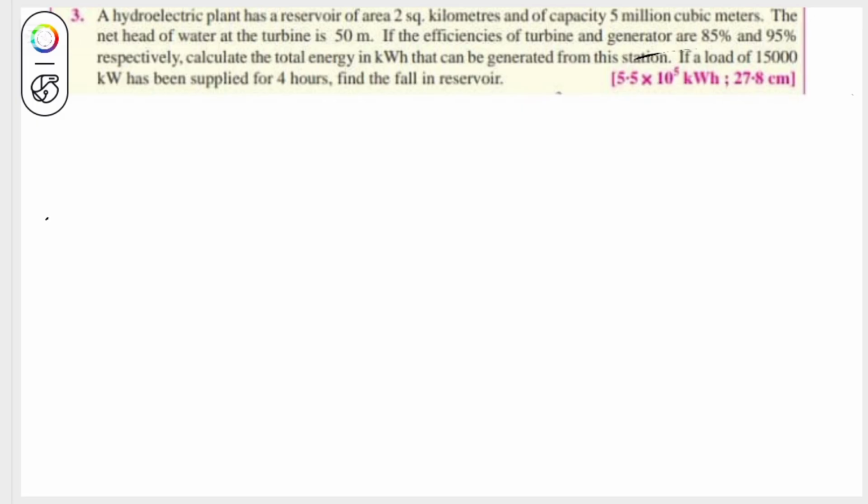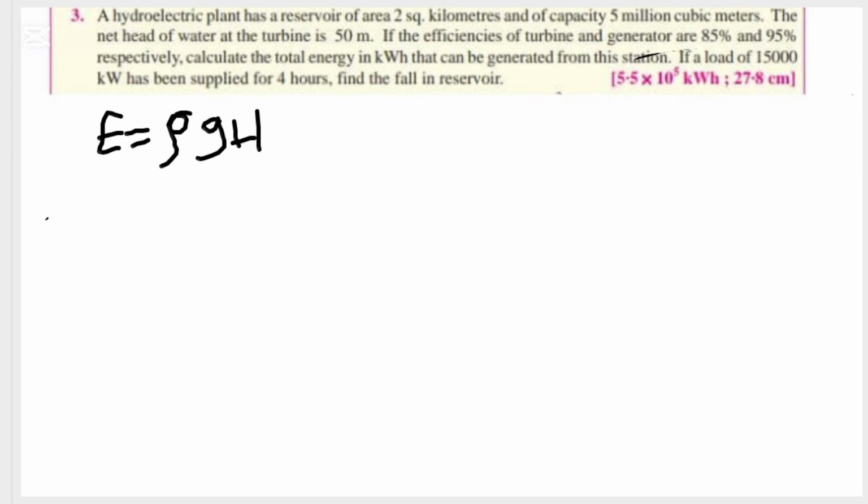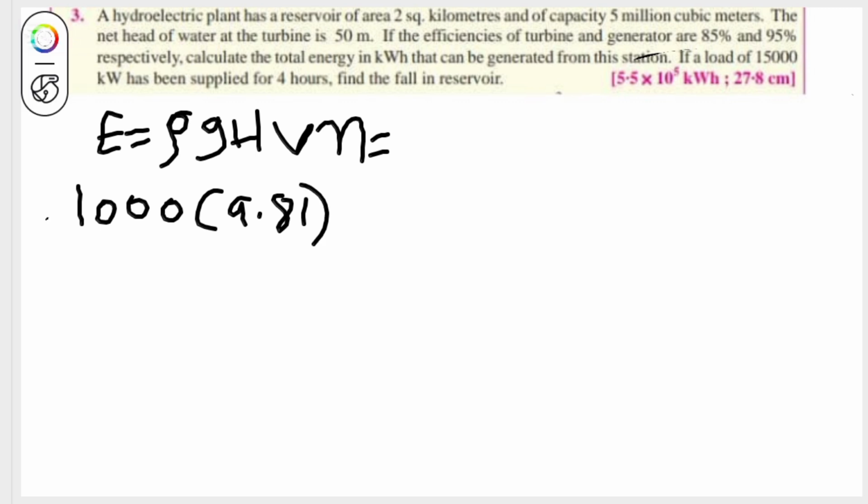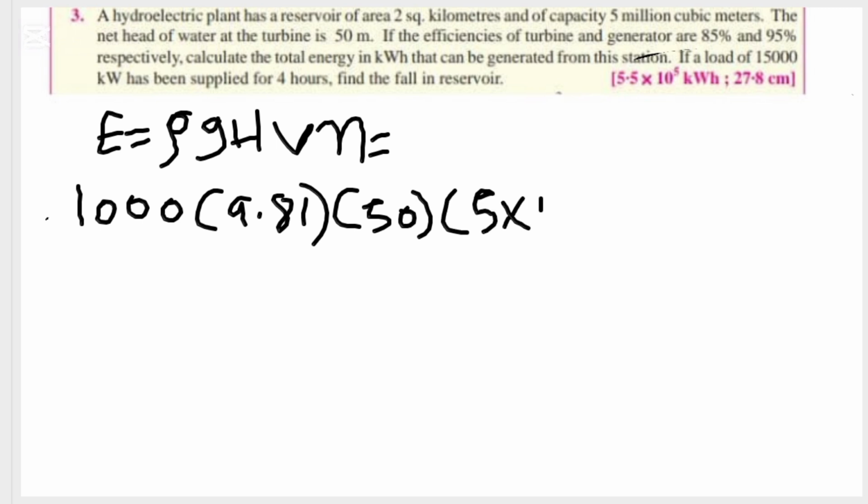So the first thing that we are going to do here is to find the overall efficiency so that we can find the energy. The energy's formula, as usual, is rho g h, and then we have the capacity, which is the volume, multiplied by the efficiency. So this will now be equal to: I have 1000 as my density, multiplied by 9.81 as my g, multiplied by the height, which is 50, and also multiplied by V, which is 5 times 10 raised to the power of 6.